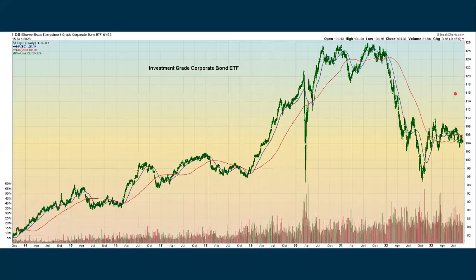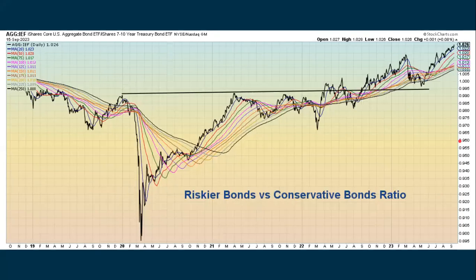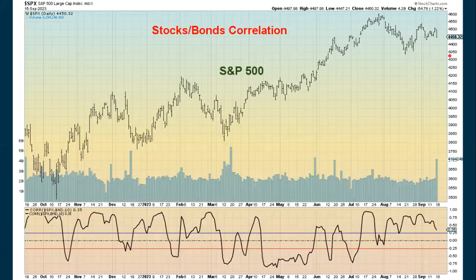Probably not. Now, we're starting to see some weakness in investment grade bonds. These are more corporate bonds, really more conservative bonds, and they're starting to show weakness, and we're seeing a death cross here with this ETF. We look at riskier bonds and compare them with more conservative bonds, and the riskier bonds are continuing to outperform. We do a correlation between stocks and bonds. They're having a slight tendency to go in the same direction, but this relationship is showing some weakness.